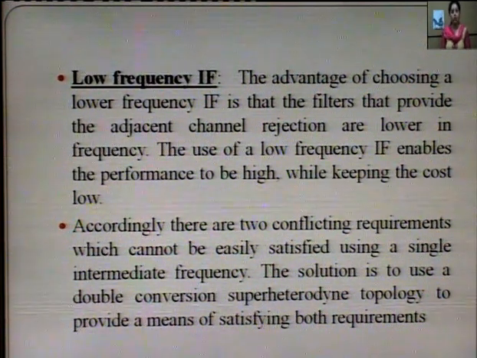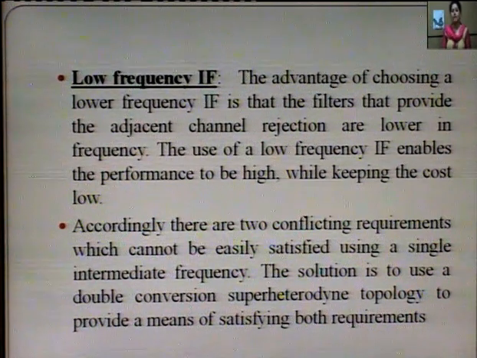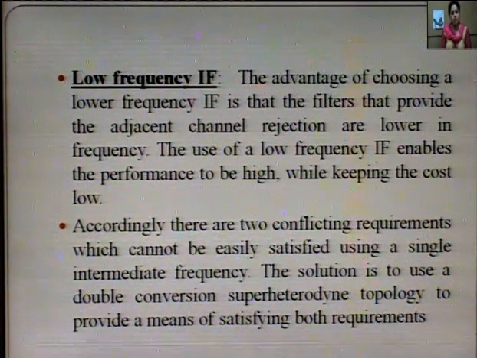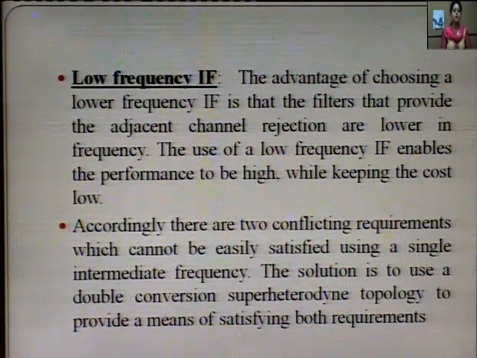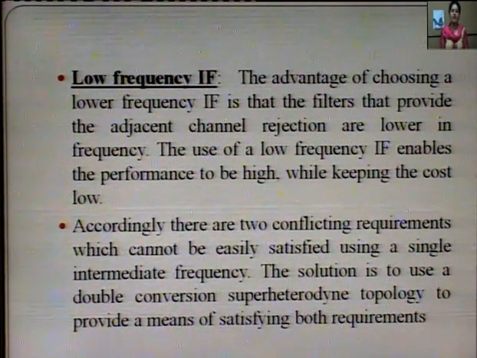one single intermediate frequency can be high or it can be low. Both have their pros and cons. So both pros and cons have to be overcome by using two intermediate frequencies. So the solution is to use a double conversion superheterodyne topology to provide a means of satisfying both the requirements. That is, you are having two intermediate frequencies, one is a high intermediate frequency and the second is a lower intermediate frequency, so that you can achieve the advantages of both higher and lower intermediate frequencies.